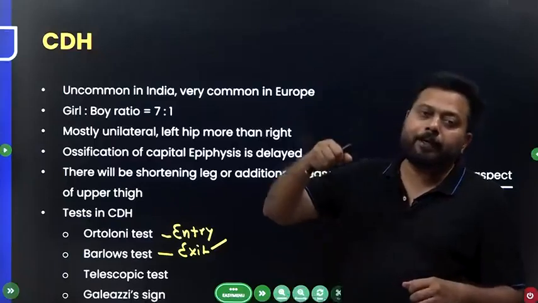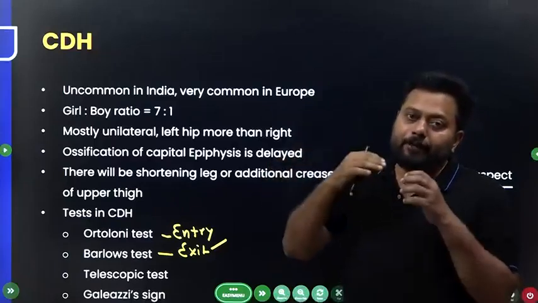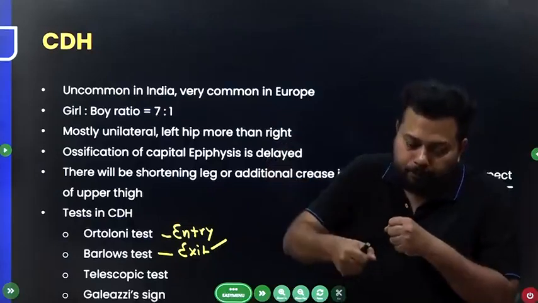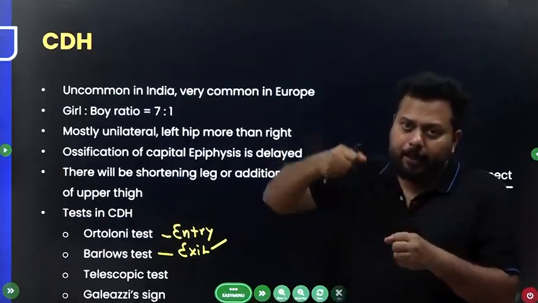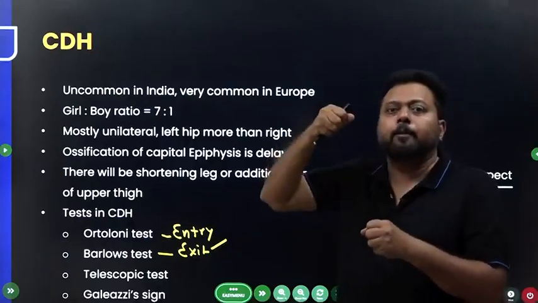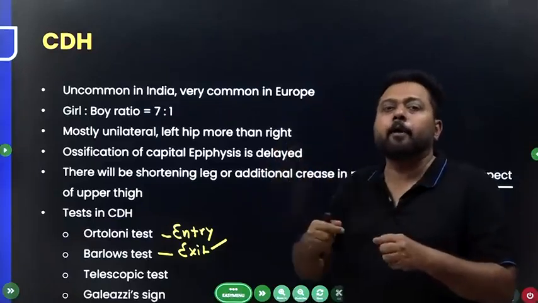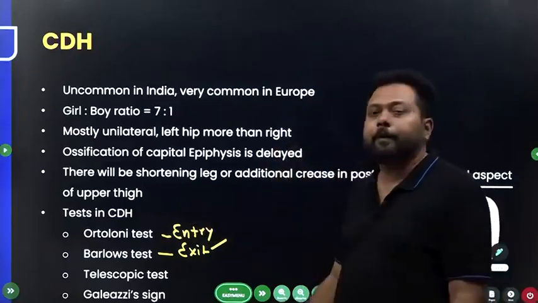Flex the hip to 90 degrees, flex the knee to 90 degrees. If it is a dislocated hip, when you push, because the head is not inside the socket, it will go down. When you pull, it will come up. Push, it will go down. Pull, it will come up. Like a telescope. So it's called the telescopic test.